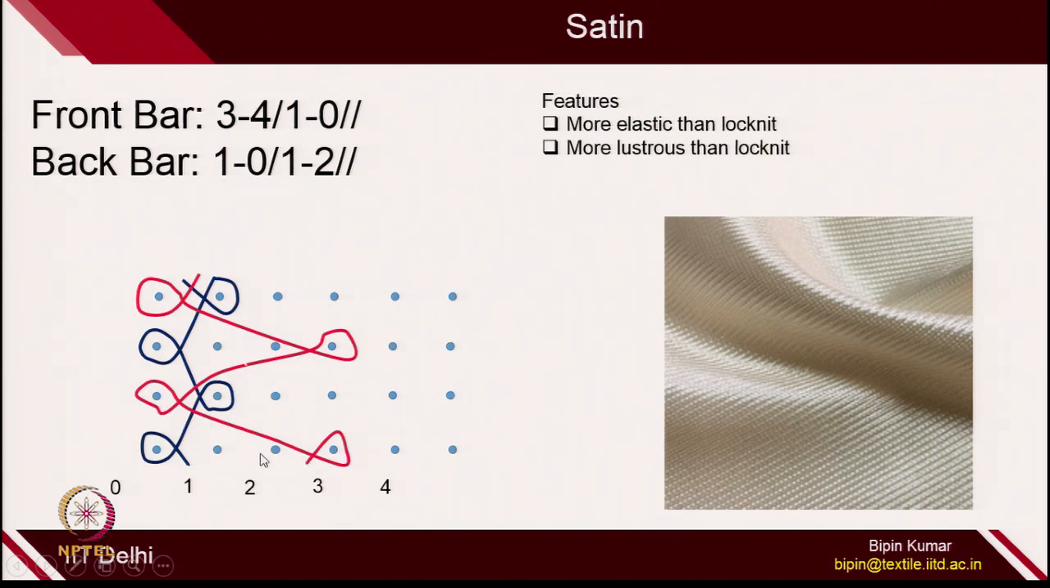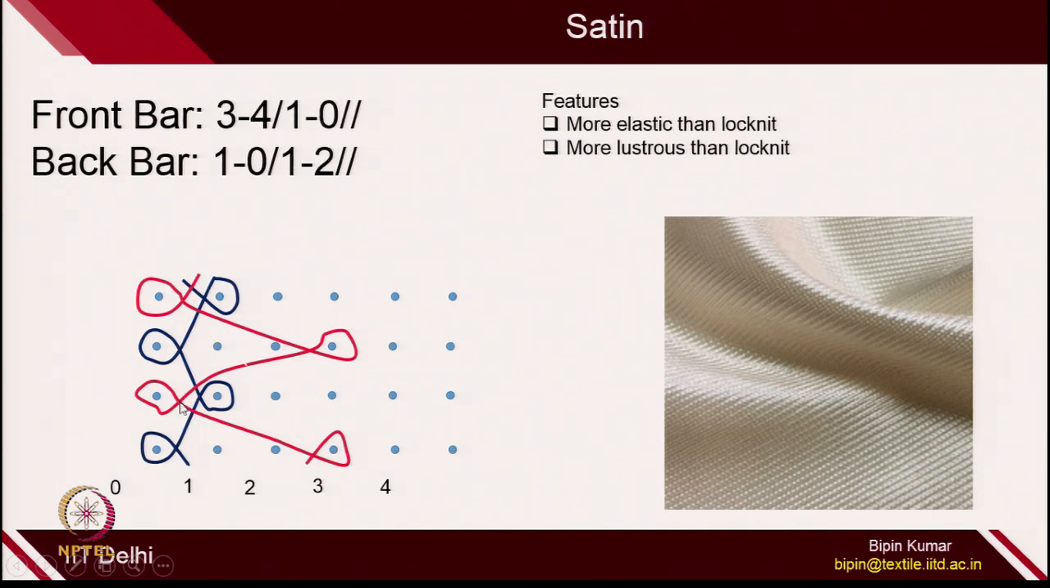When you have long underlaps, there will be more flexibility in the fabric structure, and hence it is more elastic in nature, and due to long floats the reflection property of such fabrics is very good, due to which this fabric looks more lustrous than Locknit. We can have up to 5 pitch underlap or 6 pitch underlap or 3 pitch underlap, which comes under the category of satin.